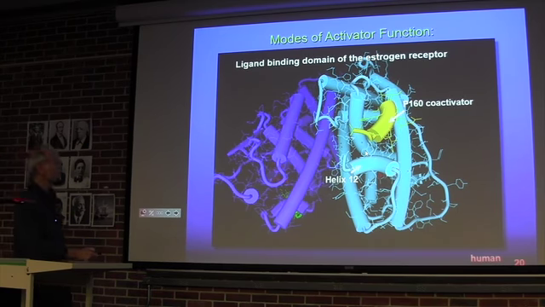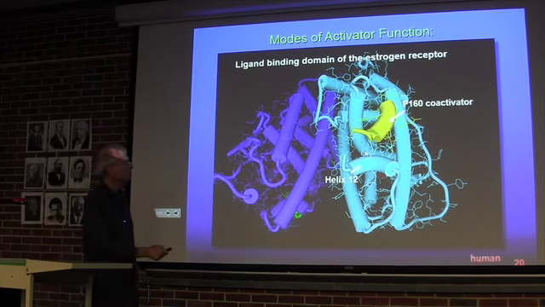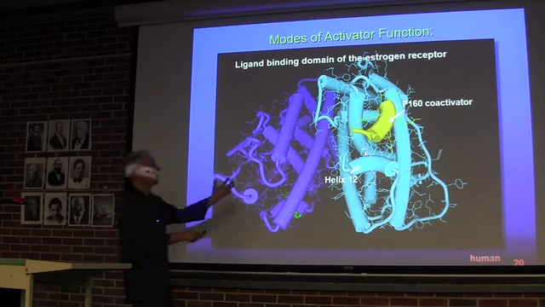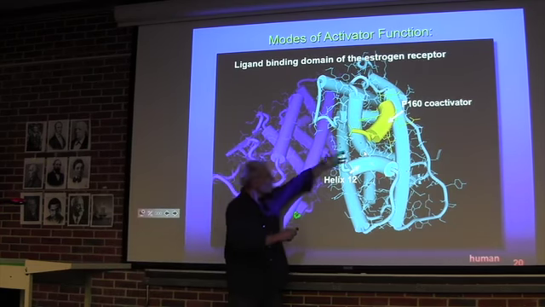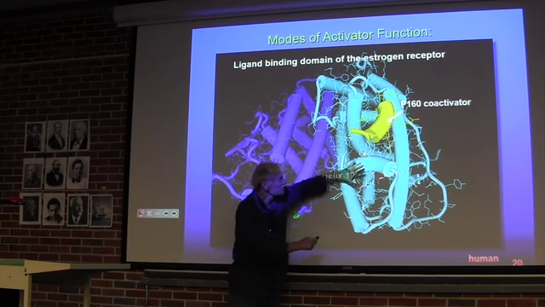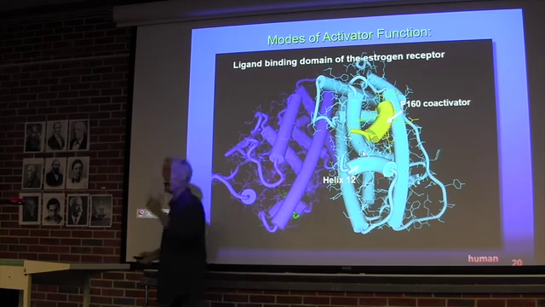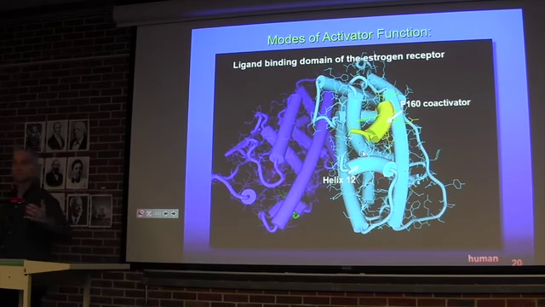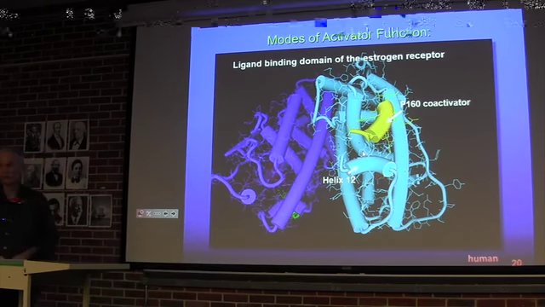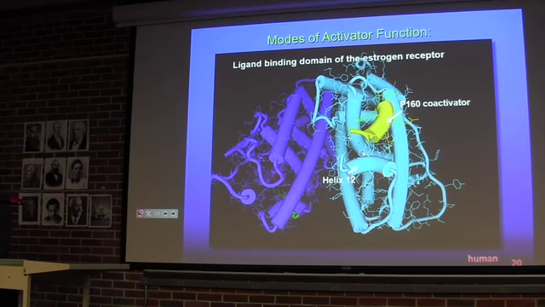So here you see it, helix 12, the co-activator sitting in that pocket. And helix 12 is rotated down onto the steroid sorter, exposing this pocket of binding for the next protein to be recruited, P160, the one that has the HAT activity.